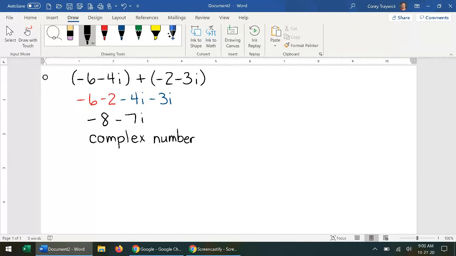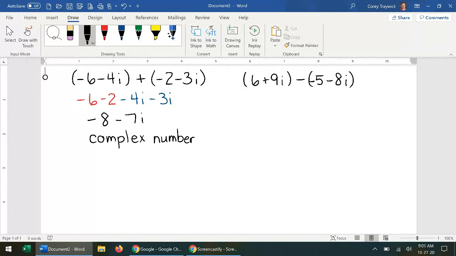All right, a complex number is a real number, like negative 8, attached to an imaginary number like negative 7i. When we do this, we always put the real number first, whether it's positive or negative, and then put the imaginary portion of it at the end. Okay, so now that we know that, we can solve another type of problem. We're going to do a subtraction one this time. 6 plus 9i minus 5, or negative 5, minus 8i.